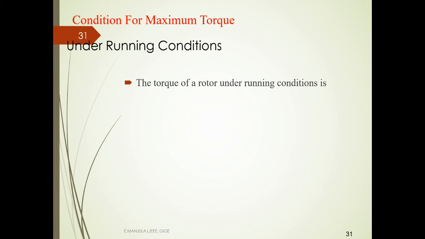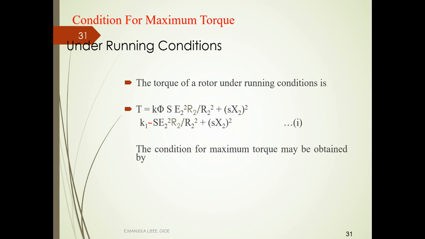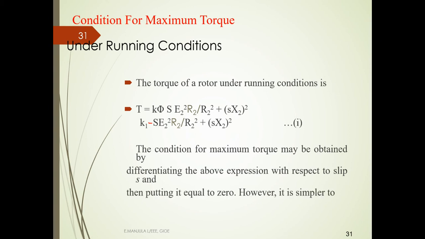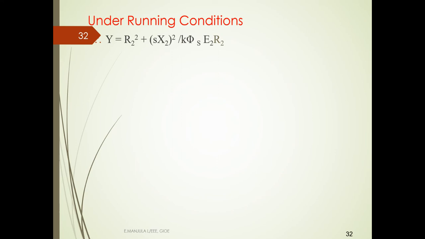So under running conditions, the torque of the rotor is K into phi into S E2 square R2 divided by R2 square plus Sx2 whole square, where K is so and so. Then the condition for maximum torque may be obtained by differentiating both the expressions with respect to slip and equating it to 0.